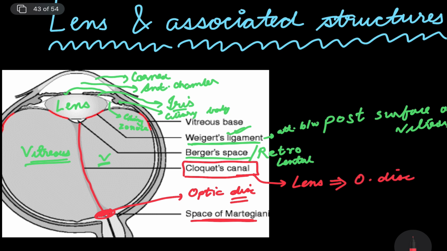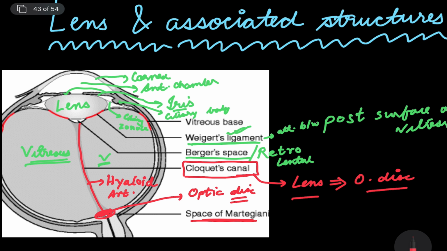Okay. Now, if it is a canal, then obviously it means there is a hollow space in it. Then there must be a structure running through that space. What is that structure? And that is why I have used a red color over here. That structure is an artery. What artery? The hyaloid artery. So this over here is the hyaloid artery.